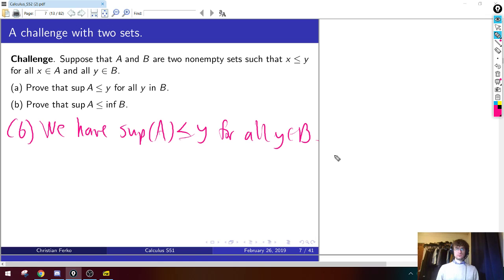The infimum of B is the value such that the infimum of B is less than or equal to y for all y in B. That's one of the properties. Yeah, infimum is less than or equal to y for all y in B, and it's the greatest number with that property, right? As you told me a moment ago.